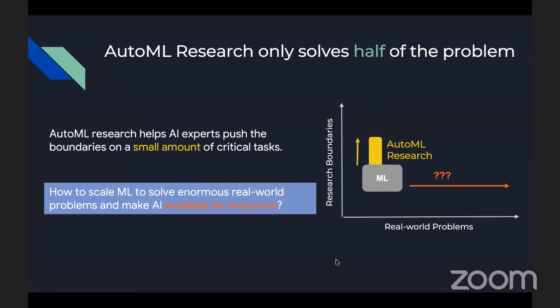We actually want to extend machine learning in two dimensions. One is the research boundaries we want to push. The other dimension is, can we use AutoML to solve more real-world problems? It seems AutoML research only solves half of them, and how could we scale machine learning to solve enormous real-world problems and make AI available for everyone?